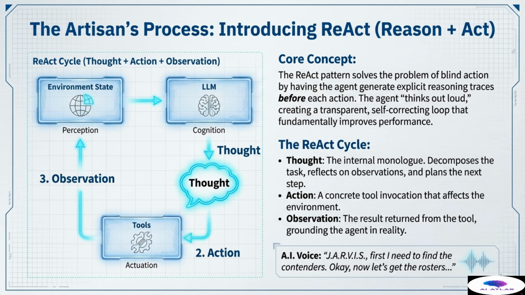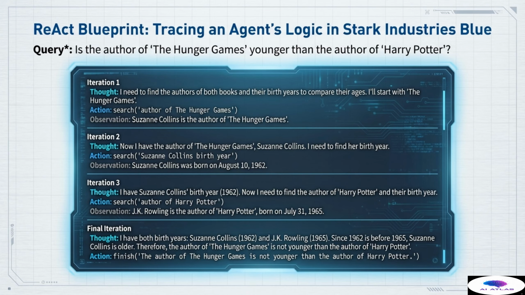This is the result returned from the tool, which grounds the agent in reality and allows it to correct its path if the result was unexpected or erroneous. This cycle allows the agent to navigate unknown territory, much like an artisan continually adapting their work based on the material in front of them. To truly appreciate the power of ReAct, let us trace an agent's logic through a systematic example.